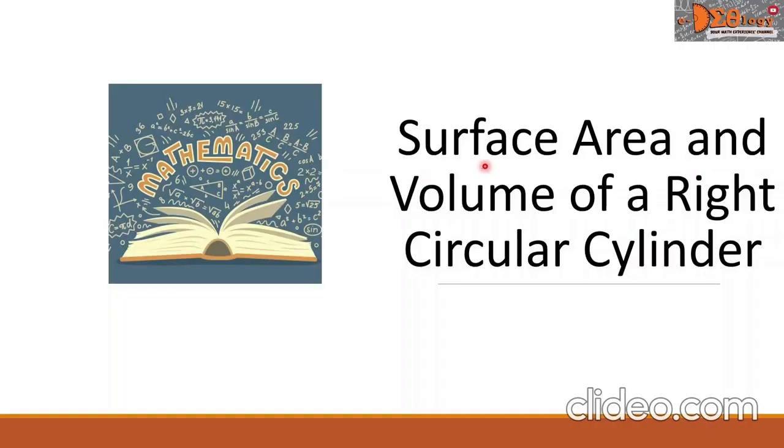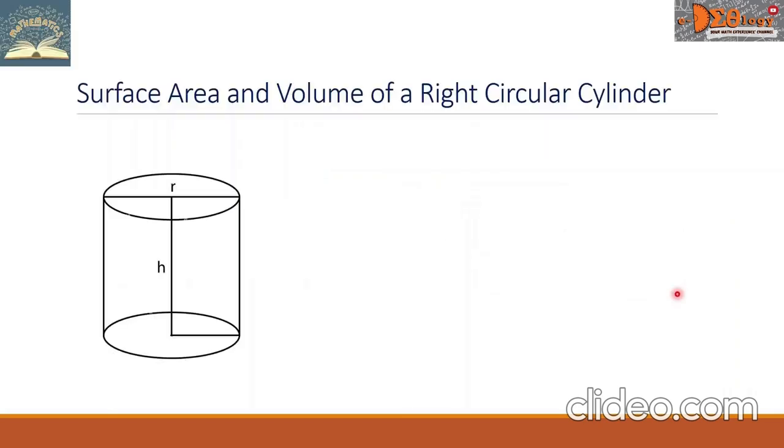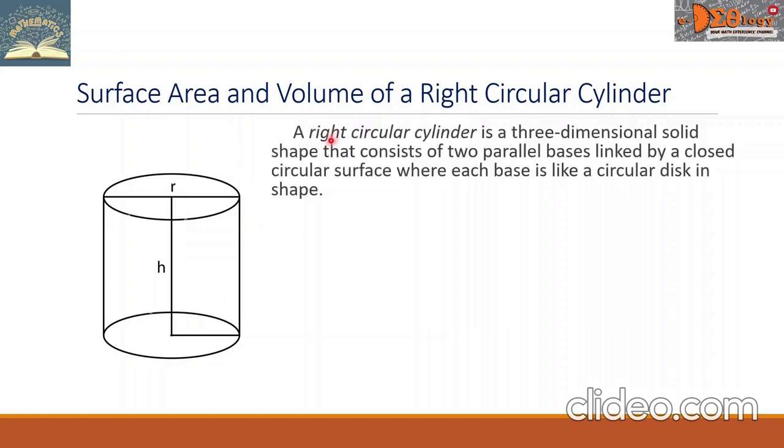Today we're going to study surface area and volume of a right circular cylinder. This is a picture of a right circular cylinder. A right circular cylinder is a three-dimensional solid shape that consists of two parallel bases linked by a closed circular surface where each base is like a circular disc in shape.